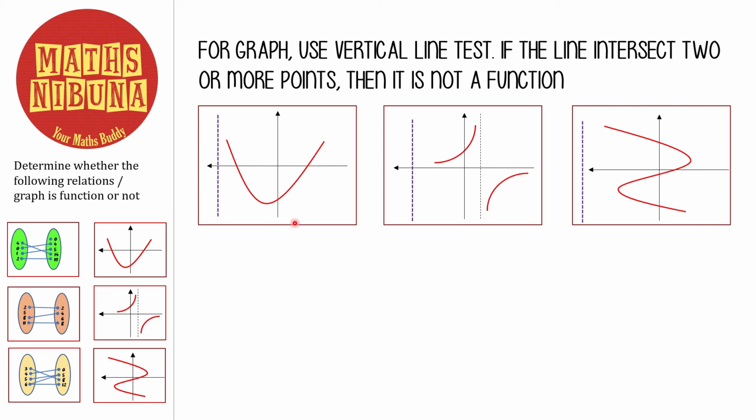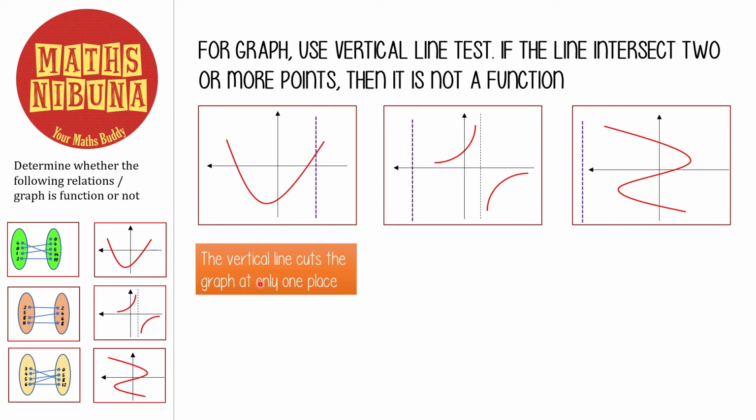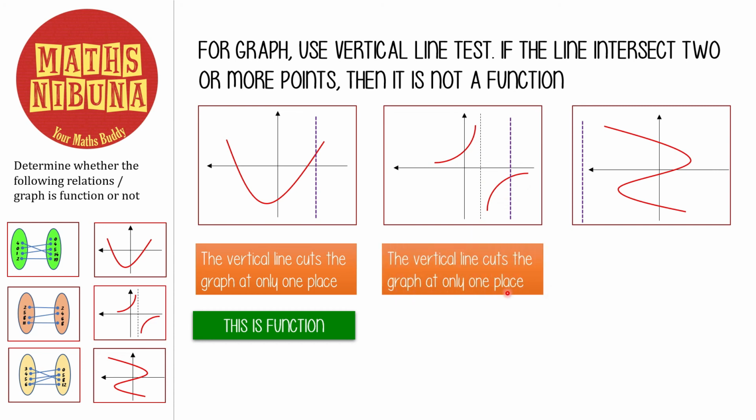Look at the first graph. We move a vertical line. Wherever we move this vertical line, it touches the graph at only 1 point. So the vertical line cuts the graph at one place. So this is a function. Look at the second one. We try to move the vertical line. It is touching here, touching here. So also the same, this line only touches the graph at 1 point. So the vertical line cuts the graph at only one place. So this is also a function.